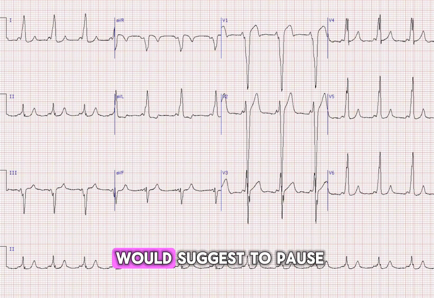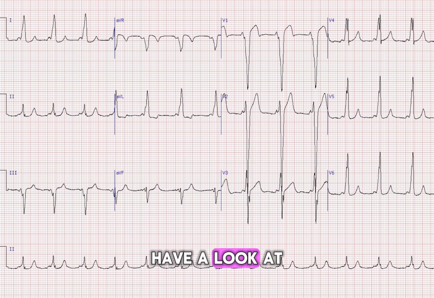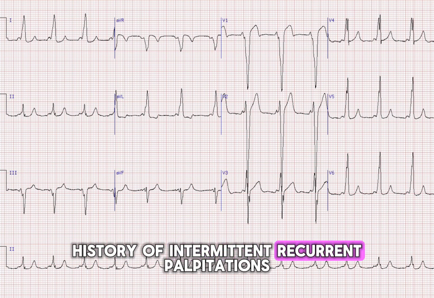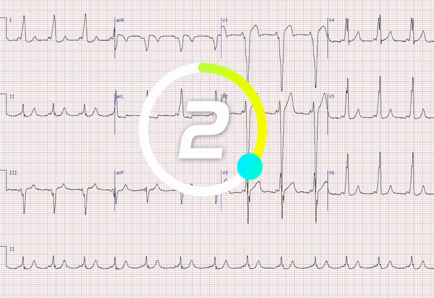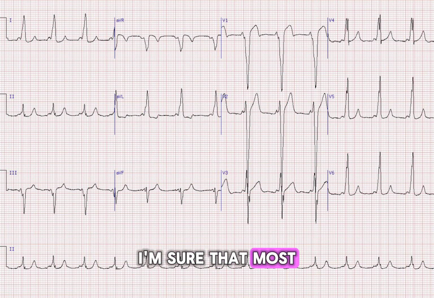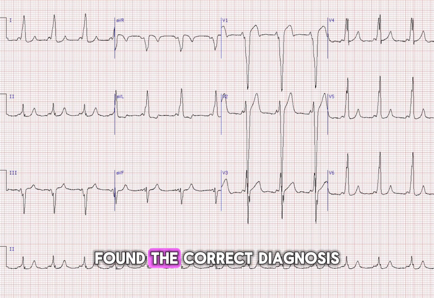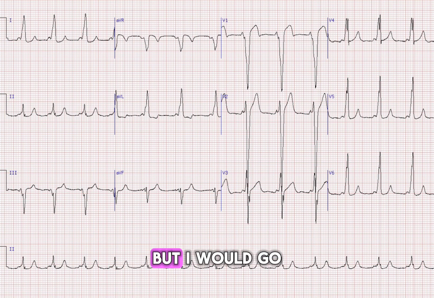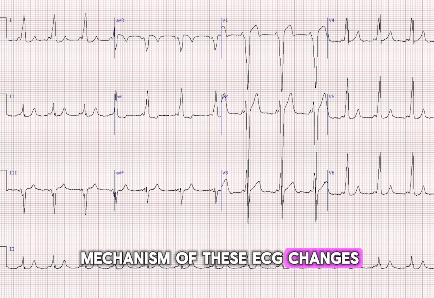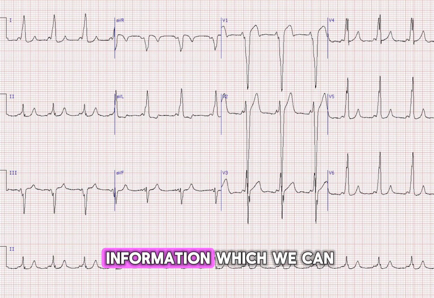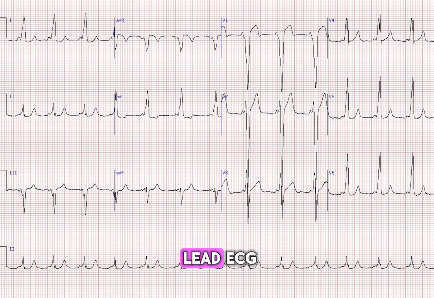Before we start, I would suggest you pause your video and have a look at the ECG of this young patient with a history of intermittent recurrent palpitations. Alright, I'm sure that most of you with some basic knowledge of ECG might have found the correct diagnosis based upon this ECG. But in this video, I would not only describe the ECG findings and diagnosis, but I would go one step further to explain the underlying mechanism of these ECG changes, as well as some more information which we can get from this 12-lead ECG.